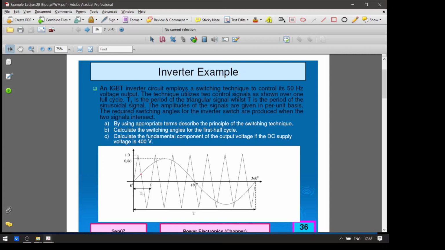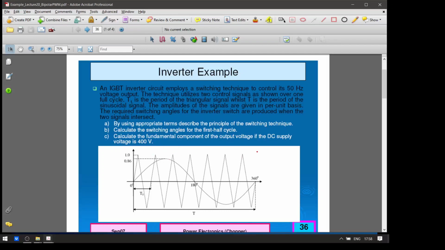Yes, we're going to find the intersection here, at each intersection here. So we're going to calculate what these angles are. Okay, by using appropriate terms, describe the principle of the switching technique. So you need to describe.